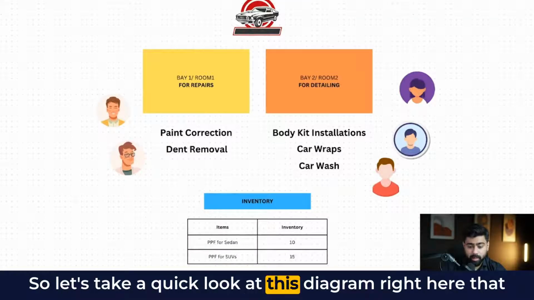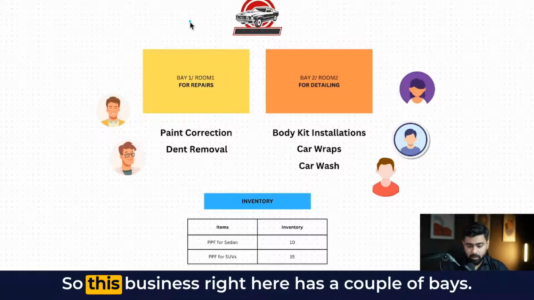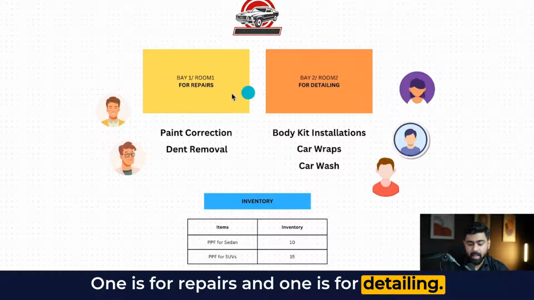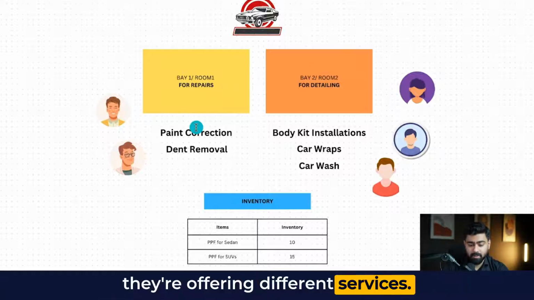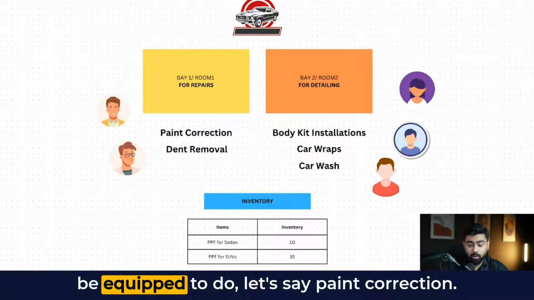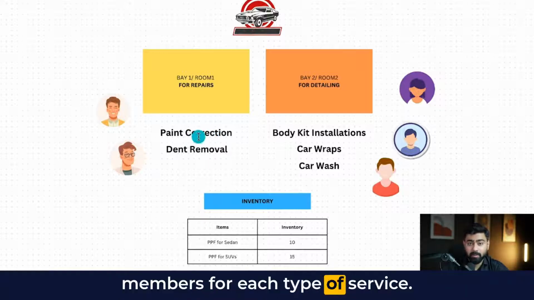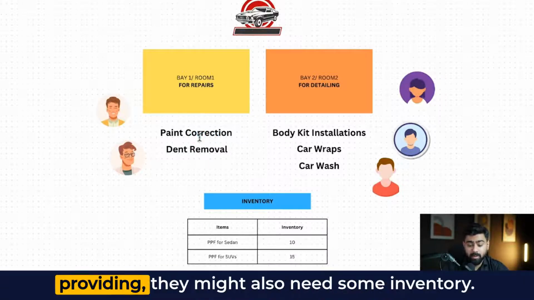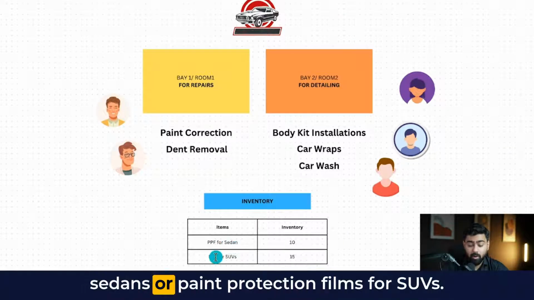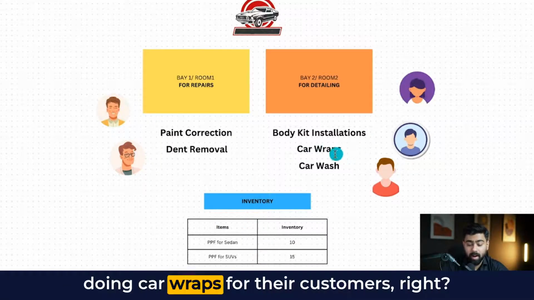So let's take a quick look at this diagram right here that explains the structure of an automotive detailing business. This business has a couple of bays. One is for repairs and one is for detailing, and under these different bays they're offering different services. Then this business also has some staff members, and of course not all of them will be equipped to do, let's say, paint correction. So there's going to be different staff members for each type of service, and then based on the service they're providing, they might also need some inventory. Like we have the paint protection films for sedans or paint protection films for SUVs. So this inventory will come into play when they're doing car appointments for their customers, right?